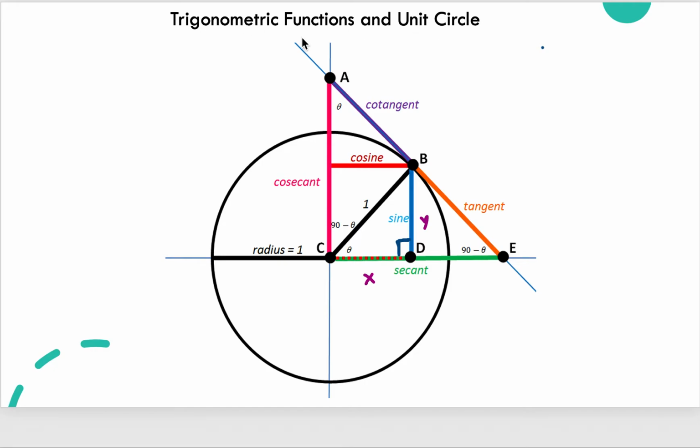Trigonometric function and unit circle. So here we are trying to find the relationship between the six trigonometric functions and the unit circle. We see here a cosecant is in the same direction with the sine vertically, and the cosecant intersects with the cotangent. So here is some relationship between sine, cosecant, and cotangent.